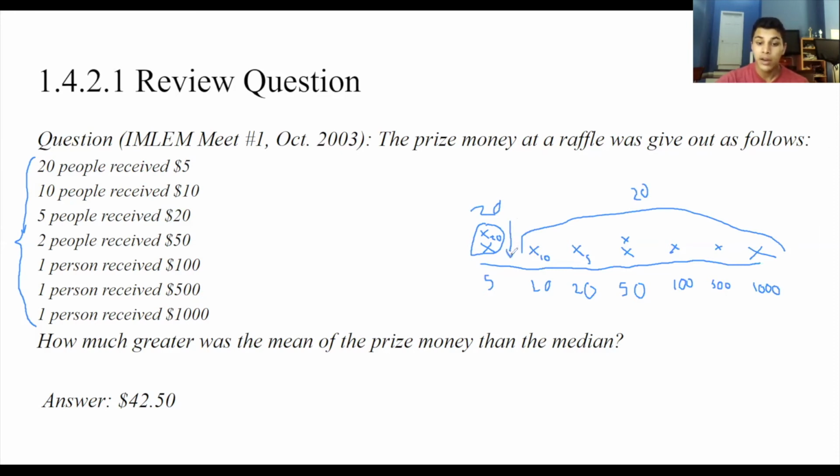I didn't cross off X's until I got to the median because that would take too long. But remember, the median is just when you have half the data below and half above. So since I have 20 X's here and 20 X's here, that means the median is right in between the 5 and the 10. And that's how you find the median. If it's in between two numbers, you find the average of those two numbers.